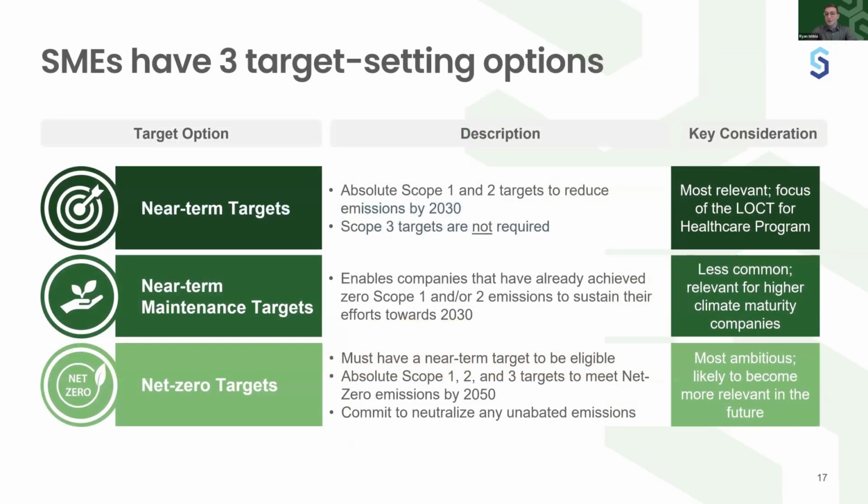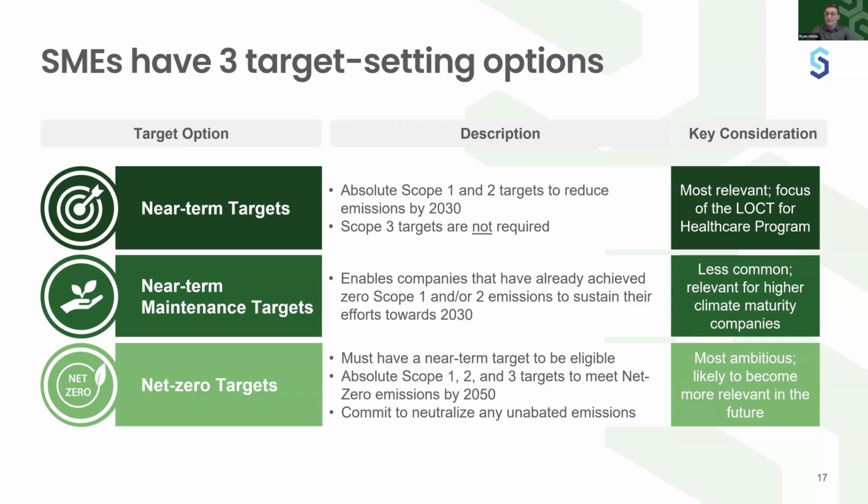So as an SME, you have three main options for setting targets under SBTI. The first is near-term targets. These are the most common and most relevant for our program. They cover absolute scope 1 and 2 emission reductions by 2030, and scope 3 isn't required. For most suppliers, this is the natural starting point, and this will be the focus of the Locked for Healthcare program, as we've noted here on the slide.